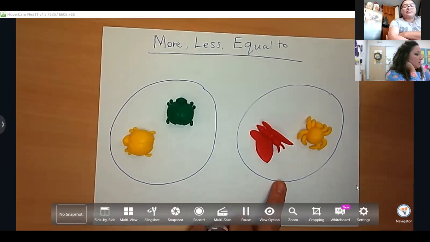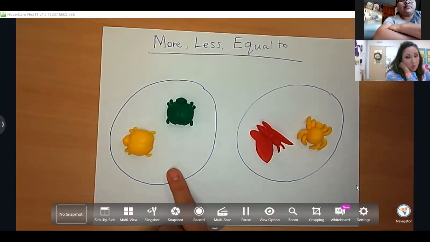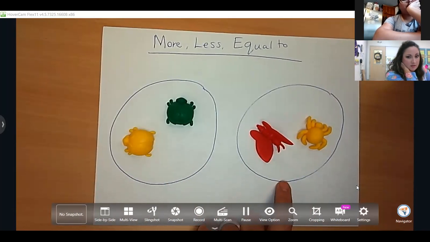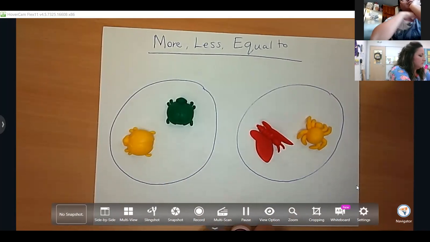You could ask questions, does this group have more? Does this group have less? Are they equal to each other? If they're equal, in this case that they are, have them explain why it's equal.